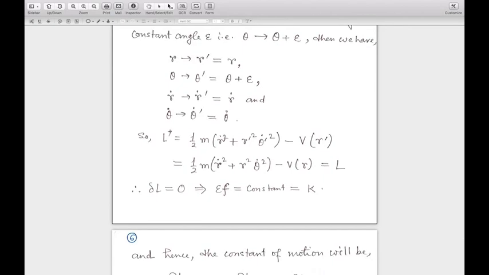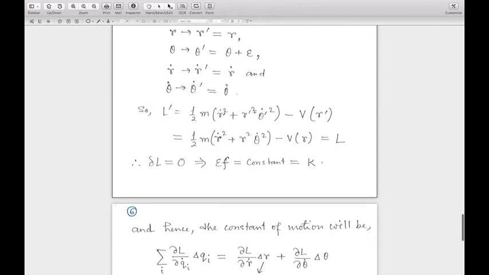Now if we write the new Lagrangian L prime, we can simply say that it is half m (r prime dot square plus r prime square theta prime dot square) minus V of r prime, right? Now here you can see that theta is not appearing explicitly in the Lagrangian because it was a cyclic coordinate, as you all know, and so finally all these things are unchanged, giving us back the old Lagrangian. So the old Lagrangian and the new Lagrangian are exactly the same. So this epsilon f is again constant.